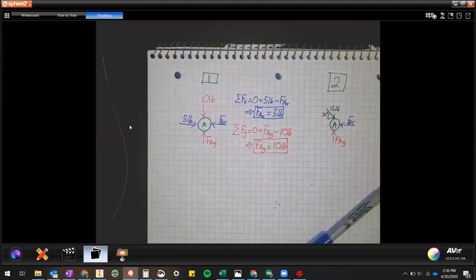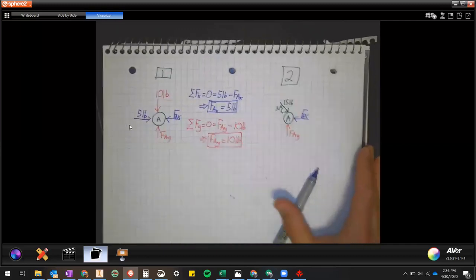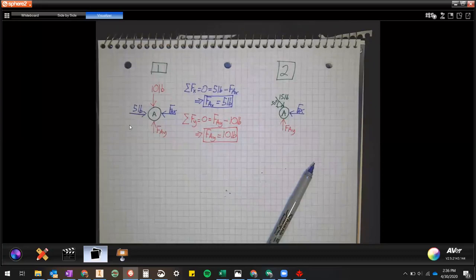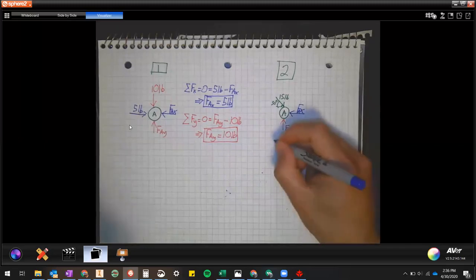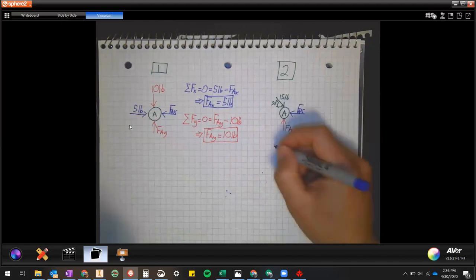Okay. For the second problem, I've got my point A, and then there's a 15-pound force acting down and to the right at a 30-degree angle. And so if we look at our FAX, if that's going down and to the right, my FAX is going to be acting to the left.